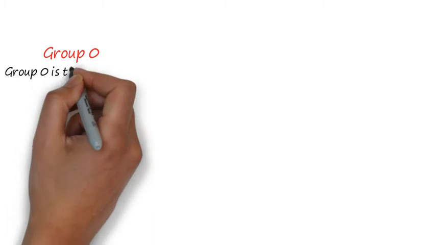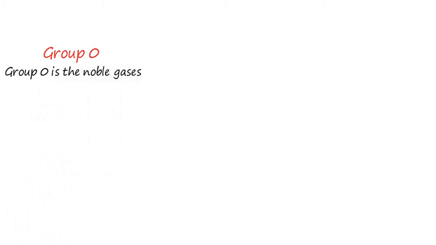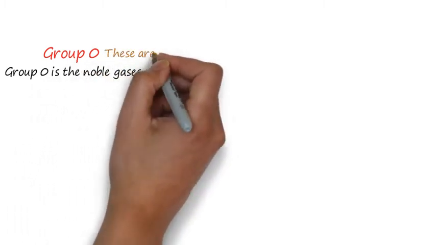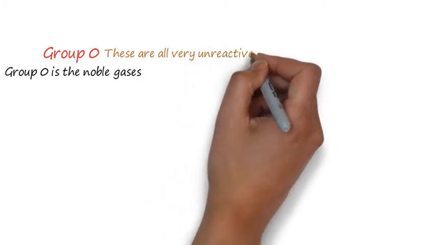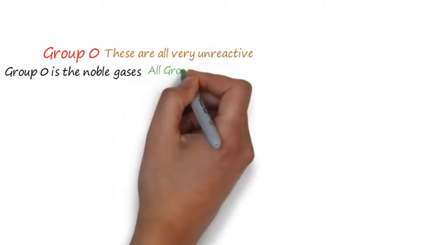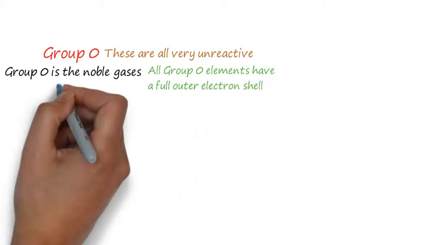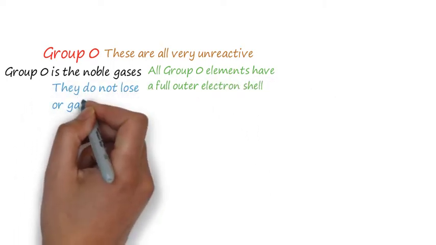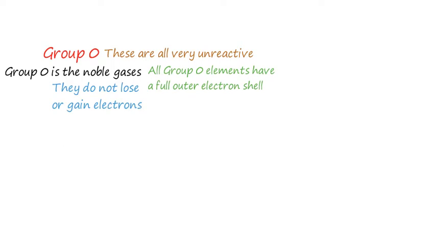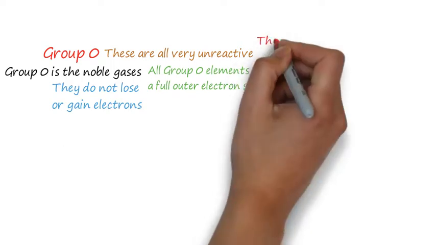Group 0 contains the noble gases. All group 0 elements have a full outer electron shell. Because the atoms have full outer shells, they do not want to lose or gain electrons. They already have the most stable configuration. However, some of the larger atoms are slightly reactive with elements such as oxygen and fluorine. One of these is xenon.